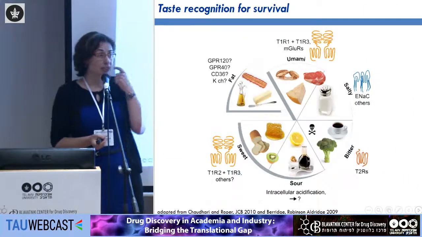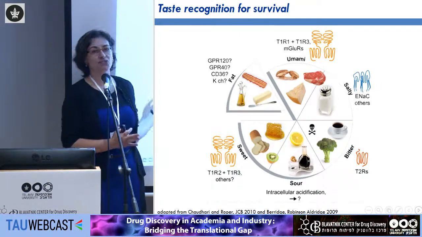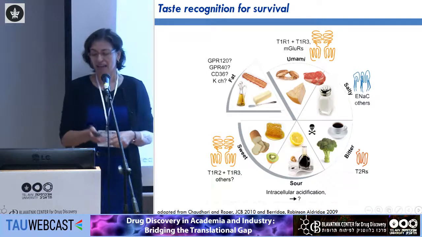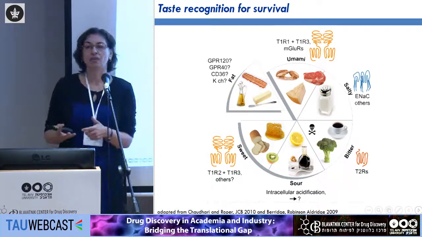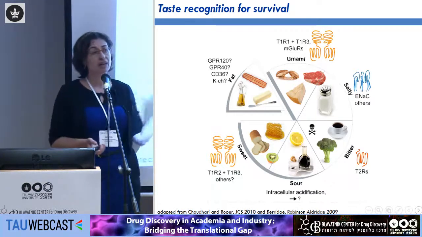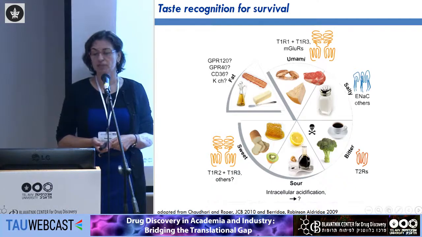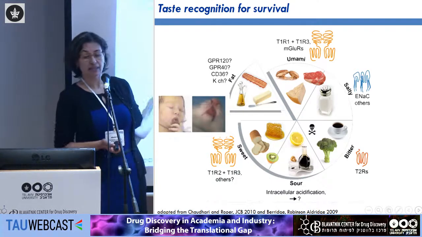Taste recognition is usually presented in this way. It's important for survival. There are only a few basic taste modalities, which is different from odors, where you have numerous types of odors. Here we have just a few basic taste modalities, with many of them recognized by GPCRs, G protein-coupled receptors, including the sweet taste, for example.